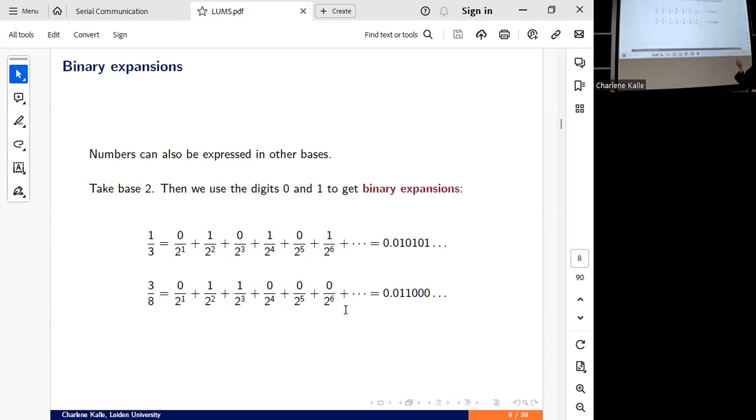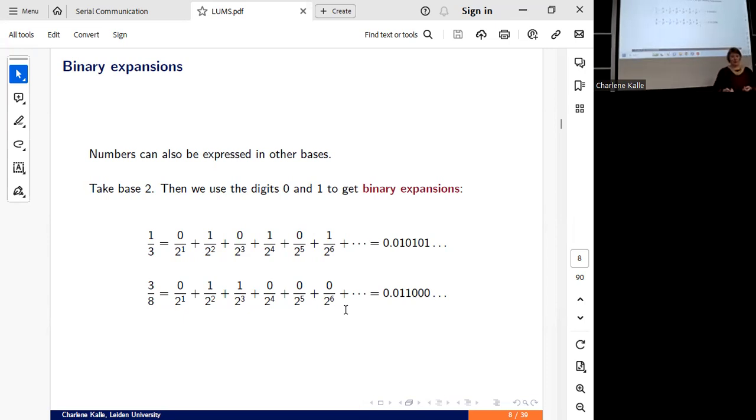Take, for example, binary expansions. So there the base is 2, and the possible digits we can use are 0 and 1. And then any number between 0 and 1 can be represented in a binary expansion by a series like this. So for example, 1 over 3 is 1 over 2 to the 2, plus 1 over 2 to the 4, plus 1 over 2 to the 6, plus 1 over 2 to the 8, etc. So the binary digits are 0, 1, 0, 1, 0, 1, etc. And 3 over 8 is 1 over 4 plus 1 over 8. So the binary expansion of 3 over 8 is 0.011, and then infinitely many zeros.